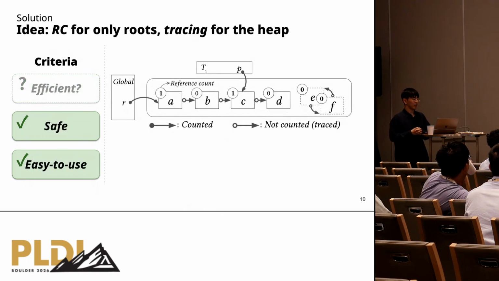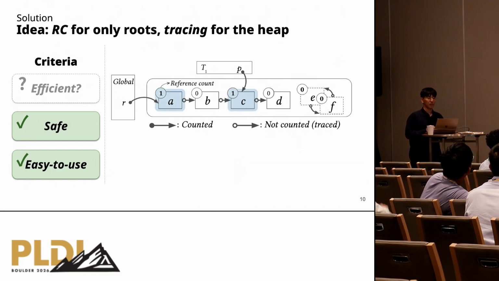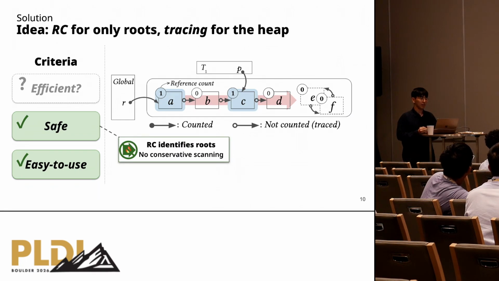Our idea is quite simple. Use reference counting only for the roots and tracing for the heap. First, we reference count just the root objects, the ones reachable from outside the heap. Then, starting from those roots, we trace through the heap. This design is safe because the reference counts identify the roots precisely, without fragile conservative scanning.